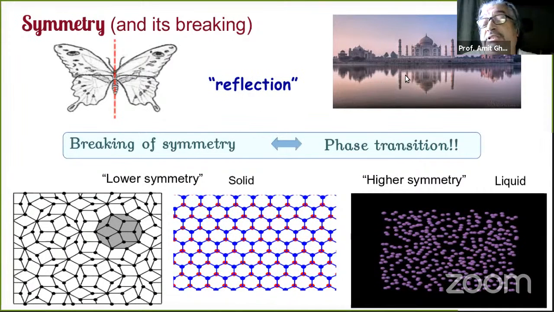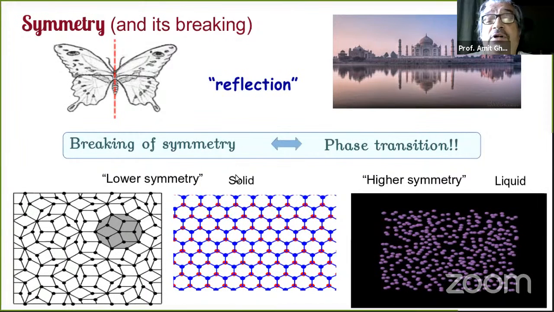Symmetry has a very important role in physics. This is another symmetry, which is the reflection of the Taj Mahal on the Yamuna, except that this is not an exact symmetry, right? Because you can make out that this is water and this is the real thing. So the point is that symmetry plays a very important role. It is intimately connected to phase transitions.